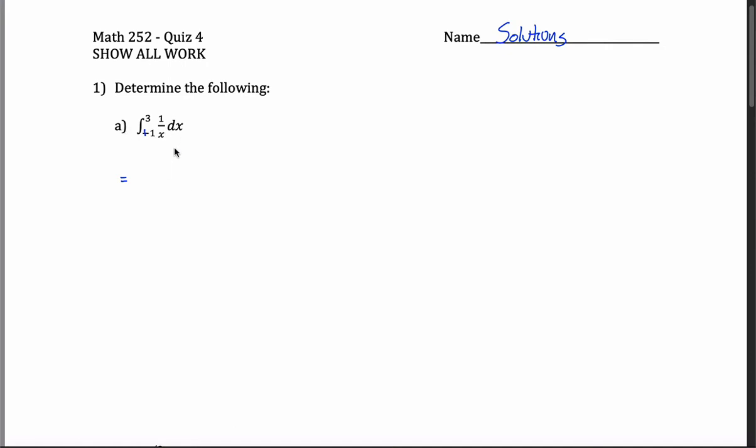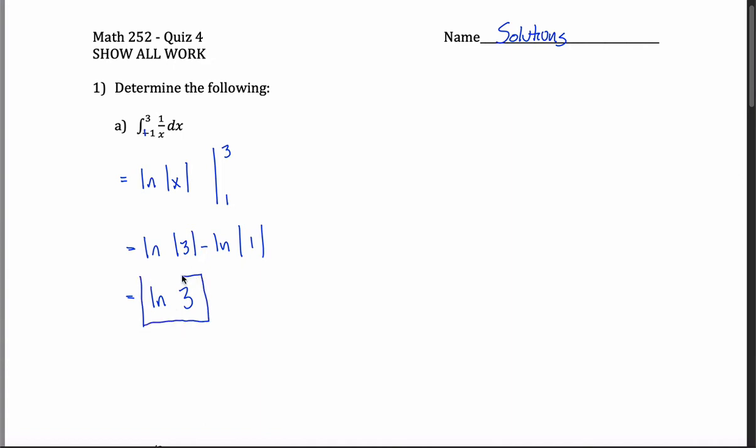At any rate, to use my evaluation theorem, I will first take the antiderivative of 1 over x, which is the natural log of the absolute value of x, and then I will evaluate that from 1 to 3. And that's easy enough. That's just the natural log of the absolute value of 3 minus the natural log of the absolute value of 1. And the absolute value of 3 is just 3. So this is the natural log of 3. And the absolute value of 1 is 1, but the natural log of 1 is 0. So I get the natural log of 3 minus 0. I get just the natural log of 3 as my answer.